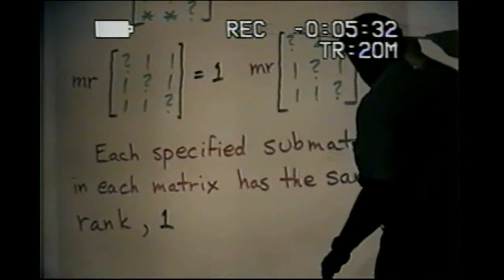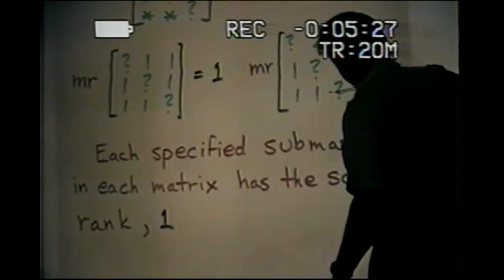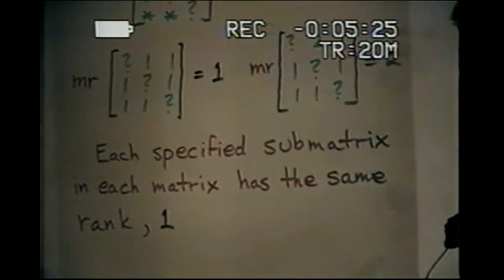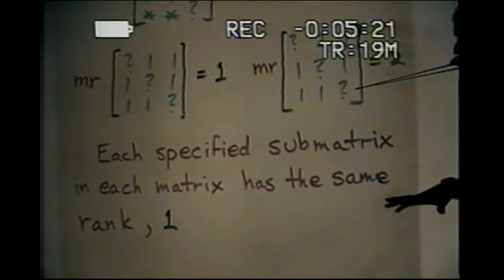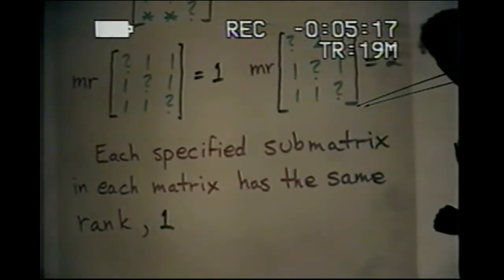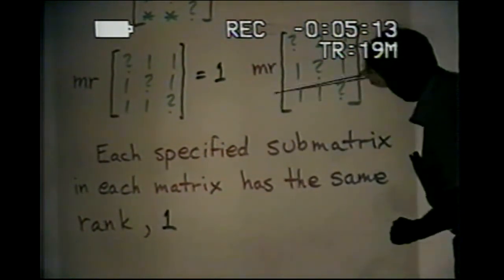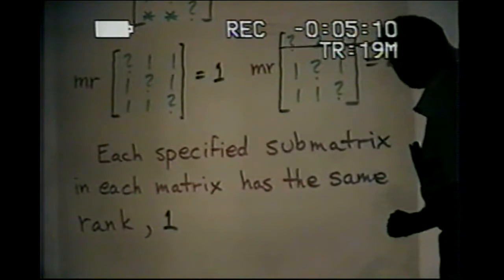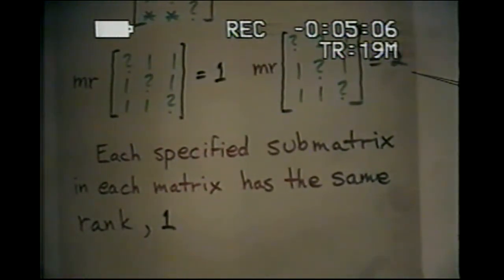But now I have a 1 and a half and a 1 and a 1, so I have a submatrix of rank 2. So I did the best I could to try to keep the rank down, and I could not keep it below 2. In fact, there is a rank 2 completion because I could choose this to be 1 and this to be 1, and then this would be rank 1, and so the worst that could happen is rank 2. So the minimum rank is 2.